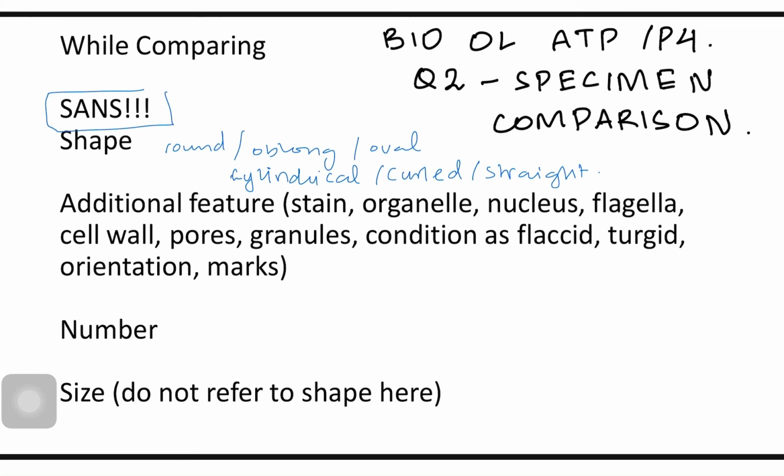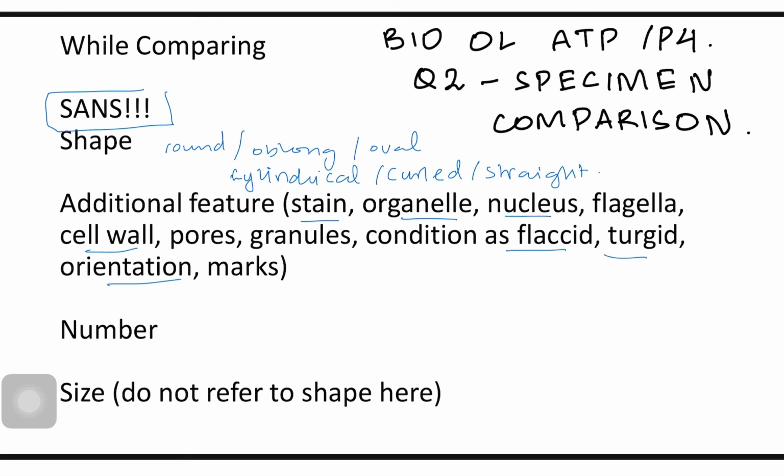Another thing that you can look for is additional features. For example, you can say that specimen 1 has more stains on it. Or if it's a cell, you can talk about which granules or organelles you see. You can talk about whether the nucleus is visible or not, whether the cell wall is thick or thin, and the cell conditions like turgid or flaccid. You can talk about the orientation. These are also very important features.